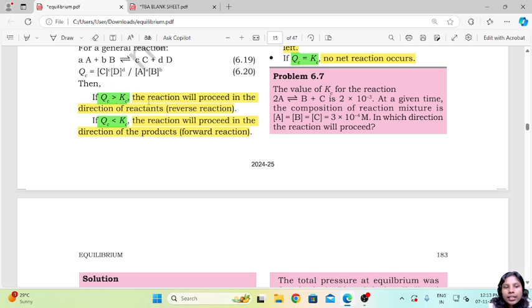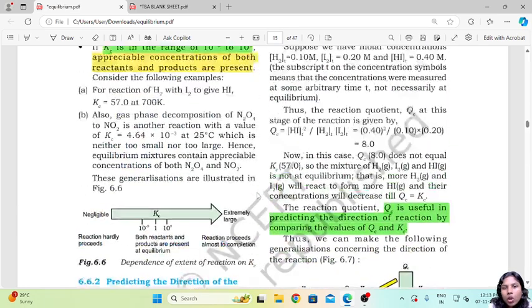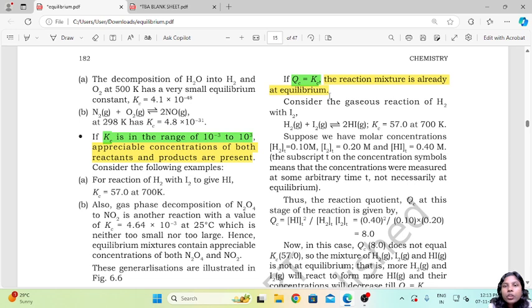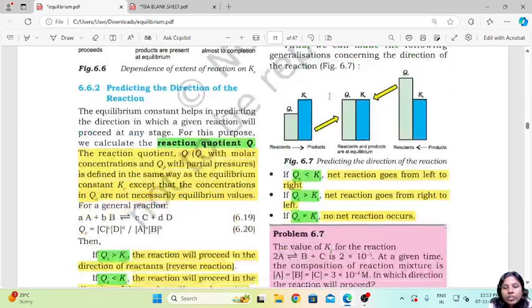So if Qc is greater than Kc, it will go in the reverse direction, that is, it proceeds in the direction of the reactants. So more and more of the products are going to get converted into the reactants. Now if Kc is greater than Qc, the exact opposite is going to happen. The reaction will proceed in the forward direction, that is, more towards the product. So the reactants are going to react to give more and more concentration of products. Last, if Qc and Kc are equal, then the reaction mixture is already at equilibrium, okay.